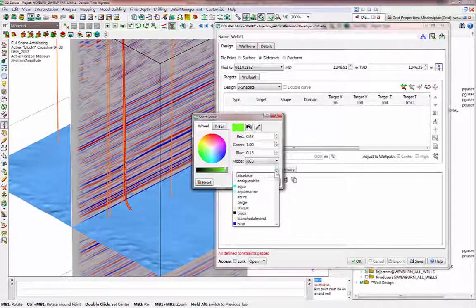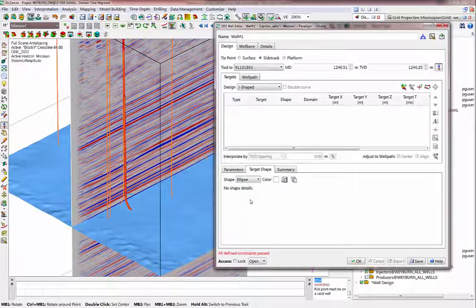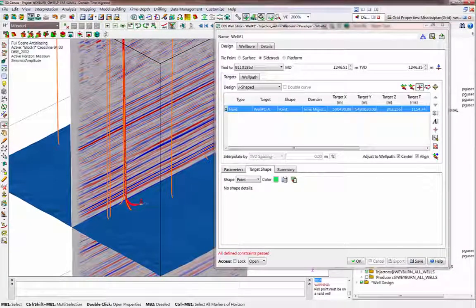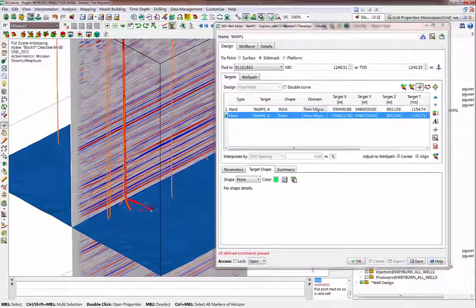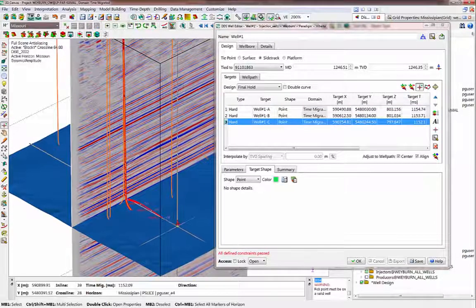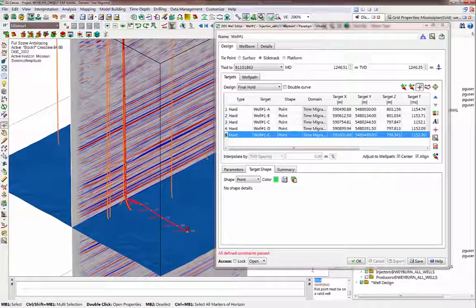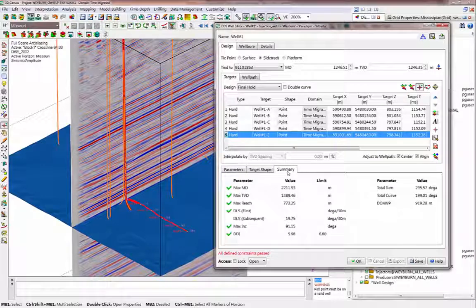So we will select our initial injector well, select our target shape, and pick targets on the horizon of interest in order to propose a new well plan. This will be directly done on our proportional slices that have been used for the Facies analysis. And here we have a drillable well with all the defined constraints respected.